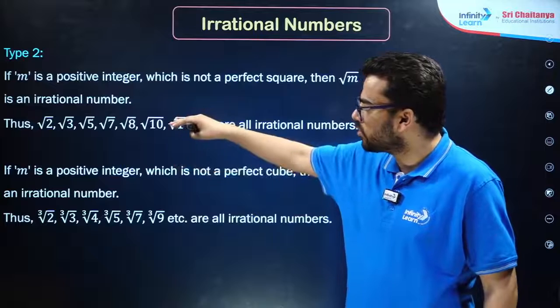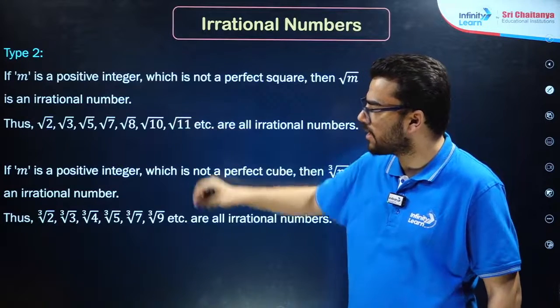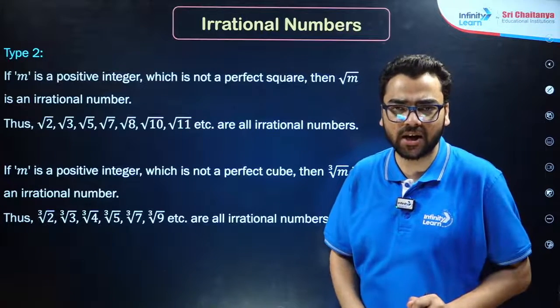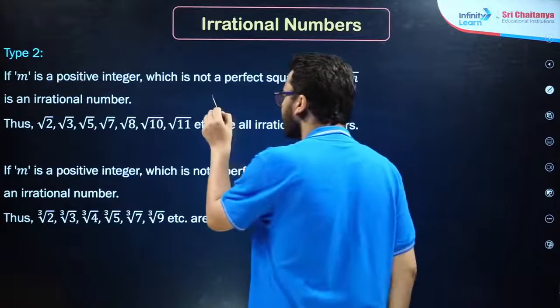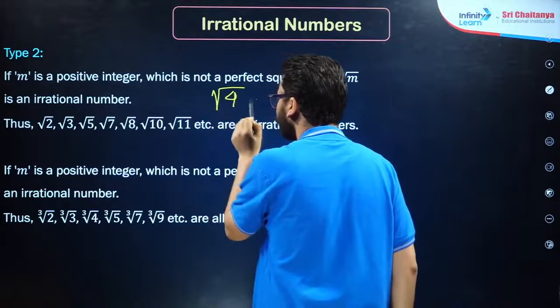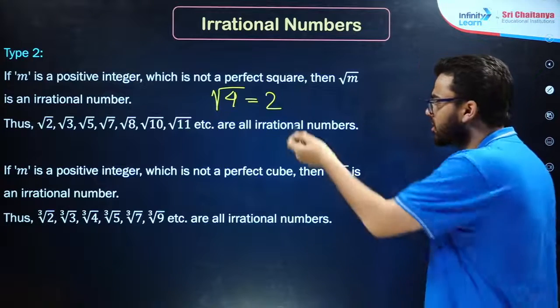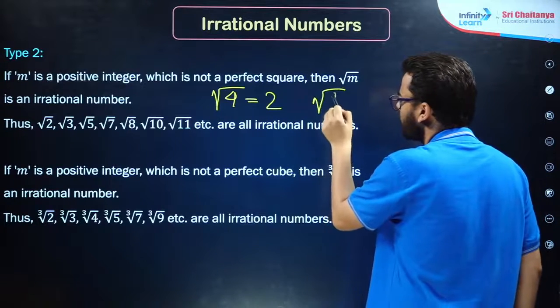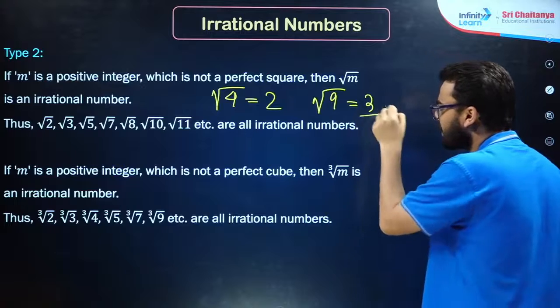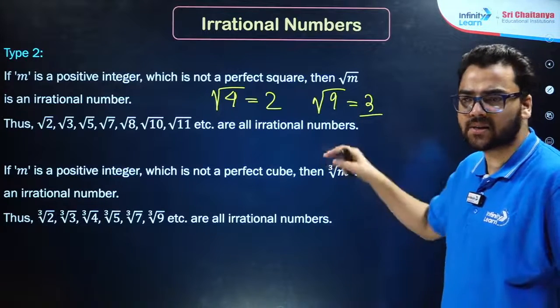Now, square root of any non-perfect square number is an irrational number. For example, you take the square root of a perfect square number. This will be 2 or not? This will be 2. So that is a rational number. Square root of any perfect square number is a rational number, that is a positive integer.